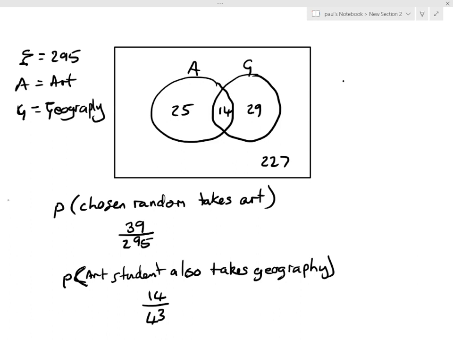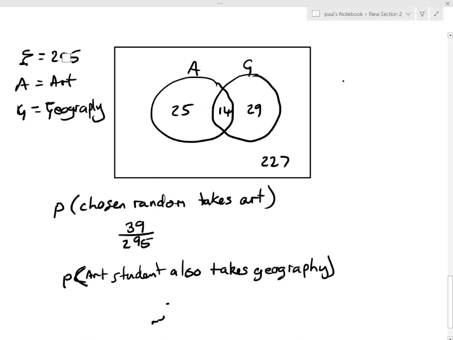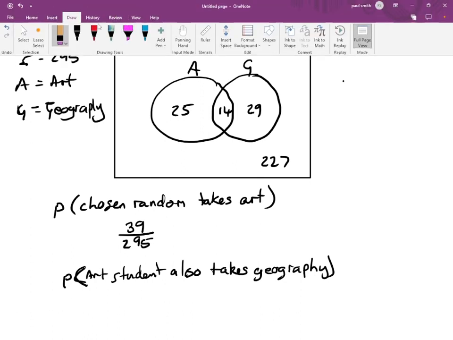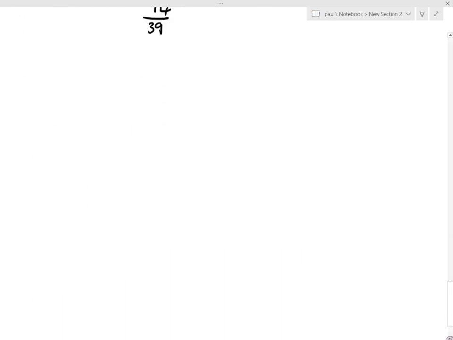An art student, oh no, I've got that around the wrong way. I thought the numbers were a bit bonkers. Let's have a look. An art student, that's these, it's 39 art students. And there's 14 art students also take geography, so that's the right way round. Now the second part of this is learning about the symbols and the signs and what area they represent.